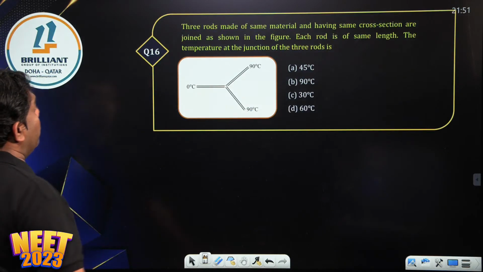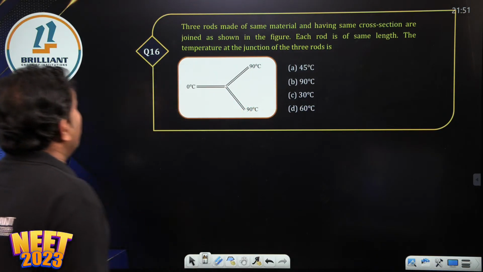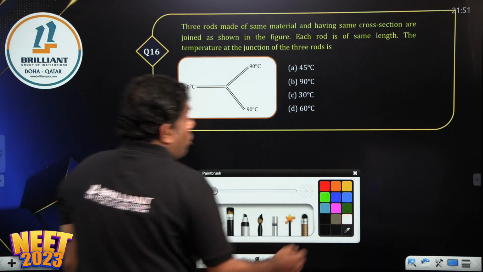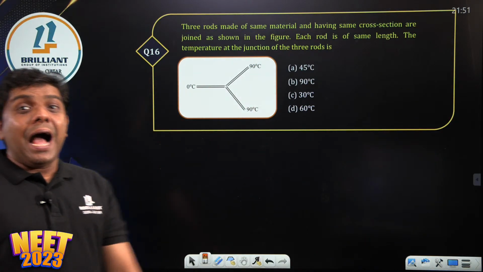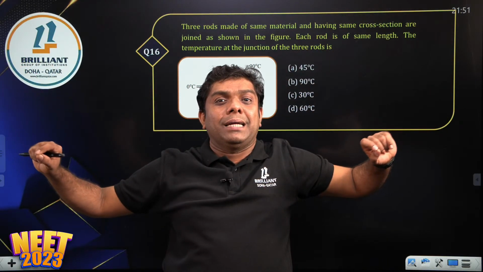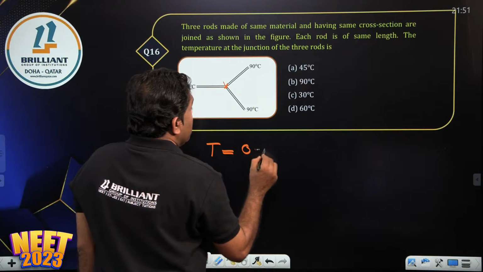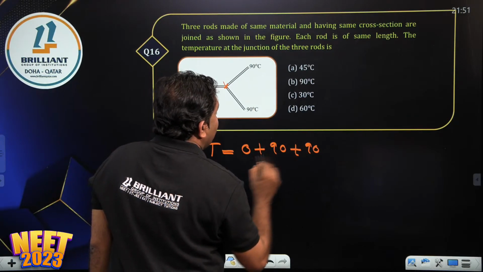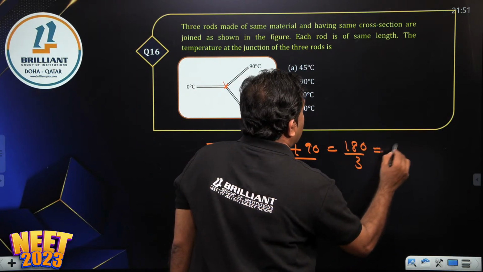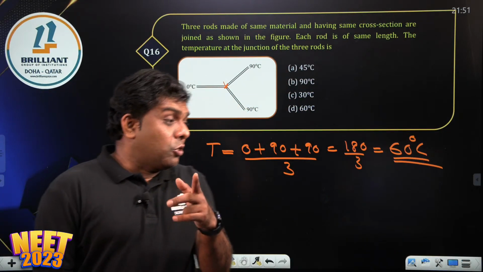The next question we are doing: 3 rods made of the same material having the same cross section are joined as shown in the figure. Each rod is of the same length. Find the temperature at the junction. Here we are explaining a shortcut. Identical rods, same dimension, same length, so the junction temperature we can easily find. The temperature will be 0 plus 90 plus 90, that is 180 divided by 3, equal to 60 degrees Celsius.